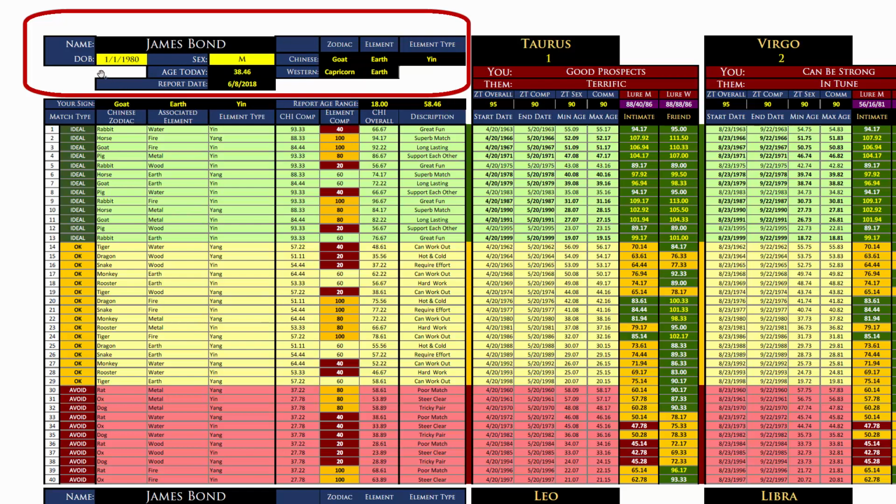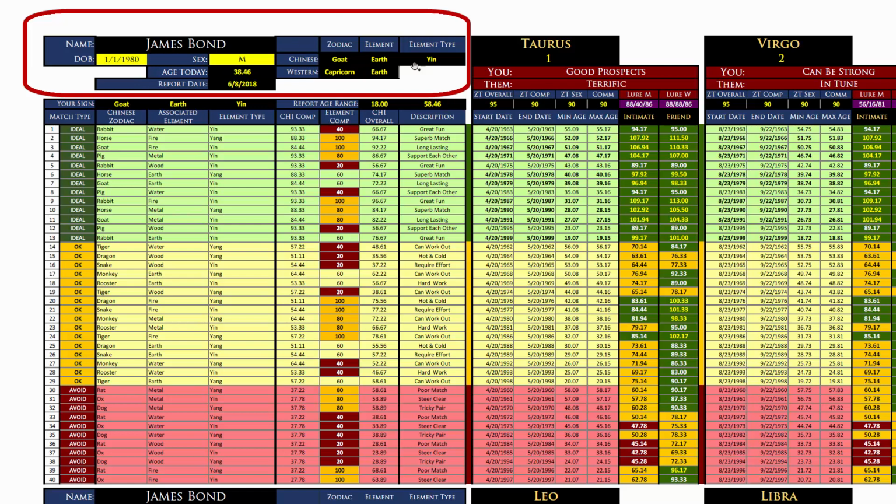And we're going to use the date of birth of January 1st of 1980. And this report is made for Mr. James Bond. Now, at this time, today, based on this date of birth, James Bond is 38.46 years old. This report was run on June 8th of 2018.